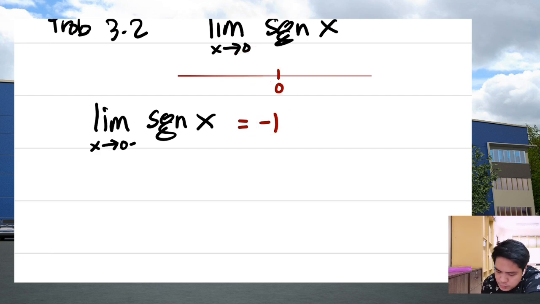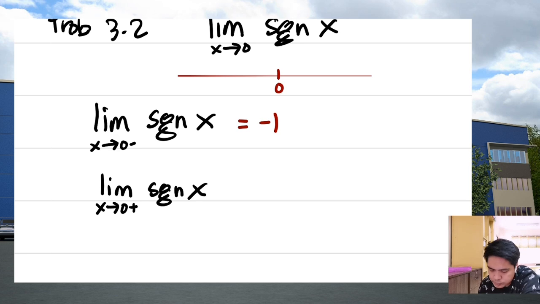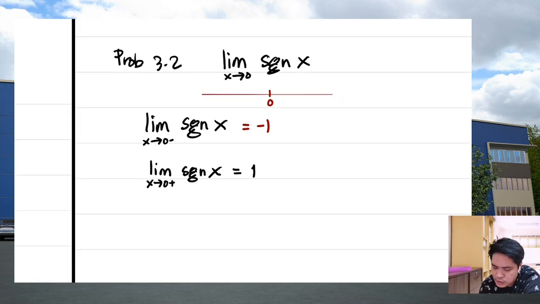Okay? Now, if we take a look at the limit of signum x as x approaches 0 from the right, so 0 from the right, what would happen? That means yung value ng x natin is close to 0 pero nasa right. And we know na pag nasa right, these are positive numbers. So, the signum of a positive number is always positive 1. We already defined this kanina, positive 1.